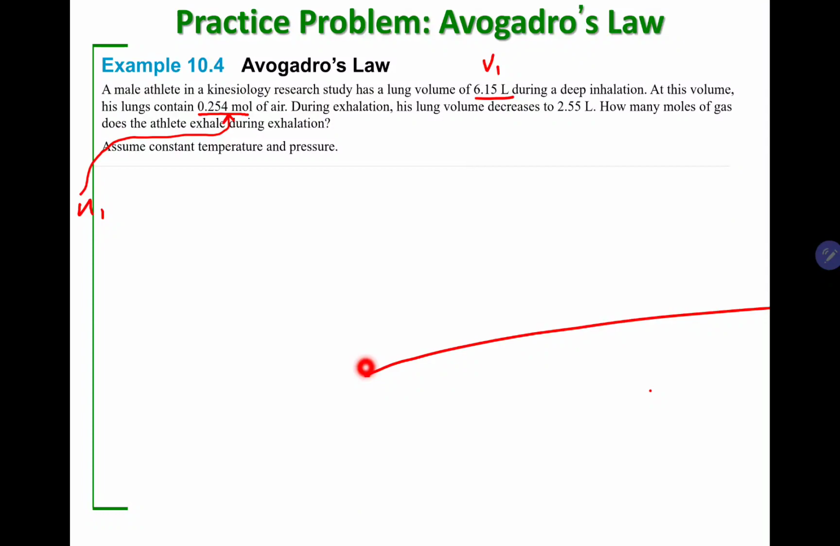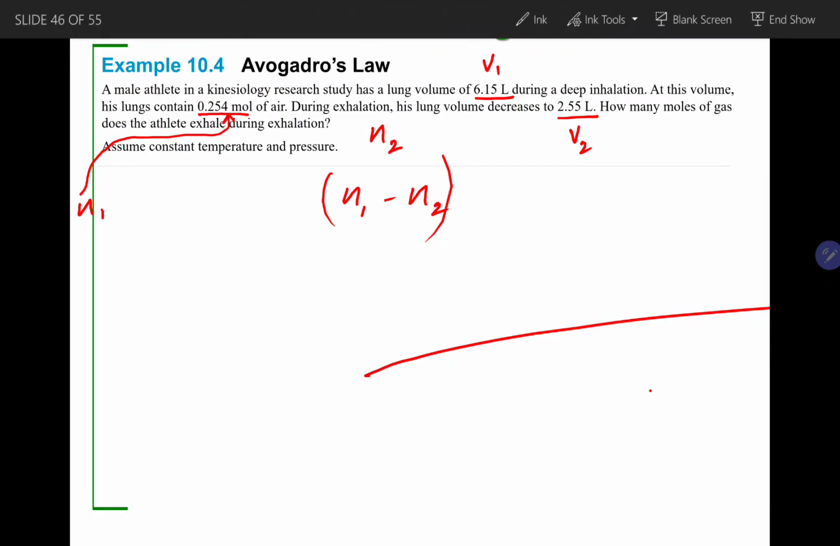During exhalation, the volume of course decreases. So this will be V2. How many molecules of gas does the athlete exhale during the exhalation? We first have to calculate N2, which is the remaining lung volume. Then with N1 and N2 we can get the difference and calculate the number of gas molecules the athlete has exhaled. This is what we need to do in this worked example.